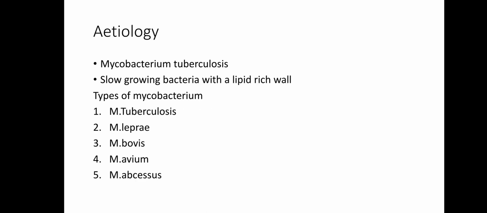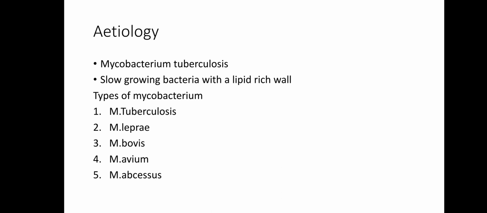So the cause of TB: it's a bacteriological disease, and the bacteria involved is Mycobacterium tuberculosis. It's a slow-growing bacteria with a lipid-rich wall. We'll see the significance of it when we're doing the diagnosis. Because of its slow-growing nature, culturing the bacteria takes quite a while, and because of the lipid-rich wall, we use specific stains to observe the bacteria under a microscope. So usually it's acid-fast bacilli because of the lipid-rich cell wall. So we use the Ziehl-Neelsen (ZN) staining, as we'll see later.